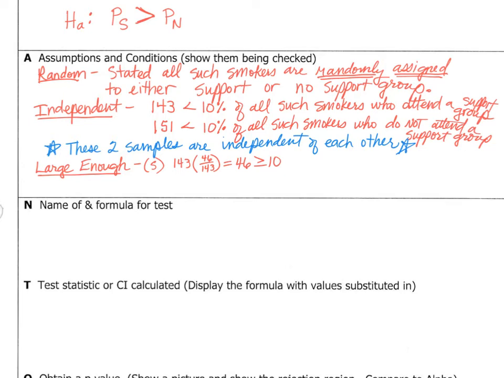And I have been counting people's problems wrong lately. I have noticed a few of these people putting a 10% right there. They put 0.10 there. That's a no-no. It's 46 is greater than or equal to 10 items, not 0.10. Okay? All right. If there are 46 successes, then how many failures are there? 97. Yep. Because 143 minus 46 is 97. That is greater than or equal to 10. All right, so that's the support group.